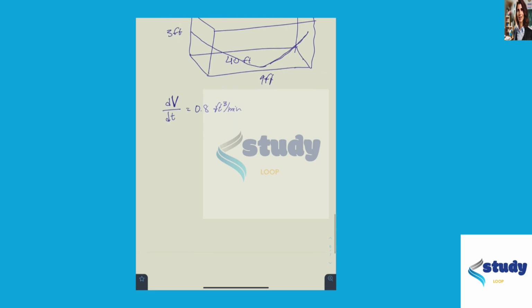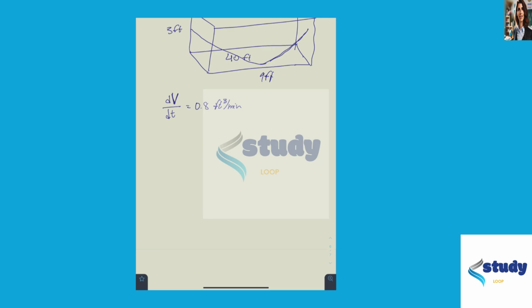Then we want to determine how fast the water level is rising. So right here we're given our change in volume with respect to time, and we want to know a change in height. We want to know the water level. So the water level is this right here, or this right here. This is just a height. It has nothing to do with the volume. So that's dH/dt. This is what we want.